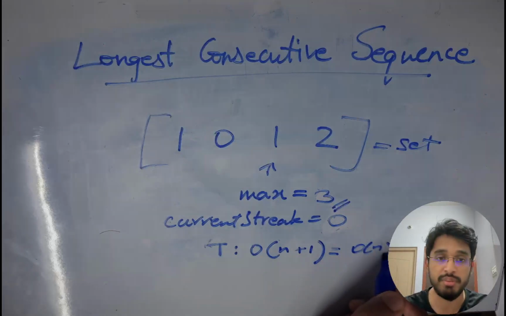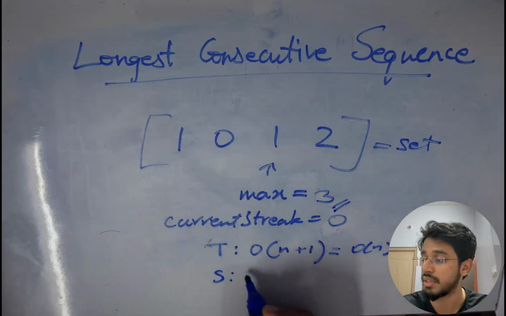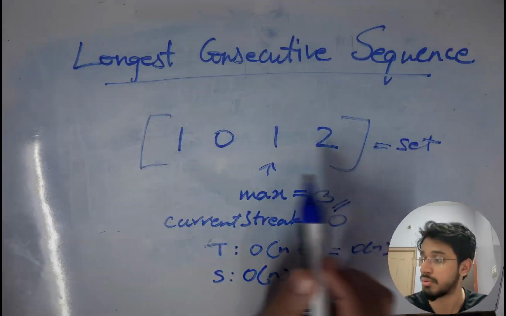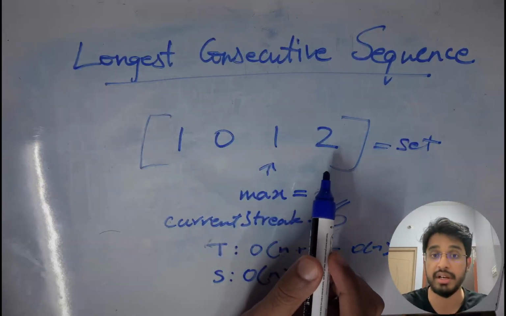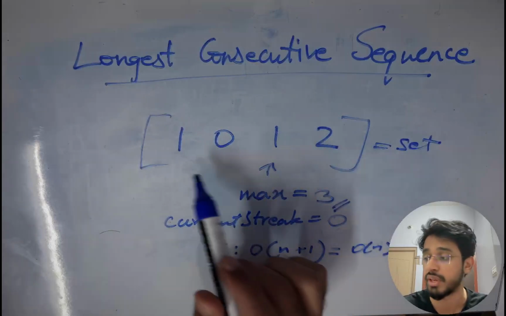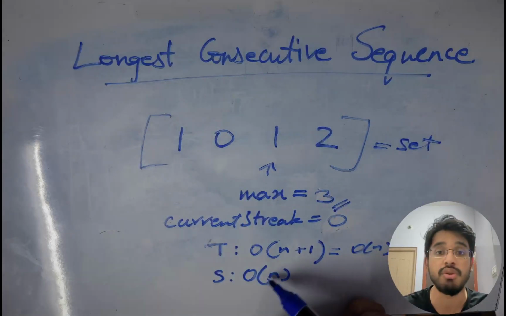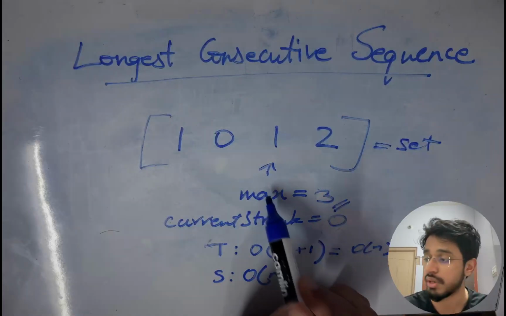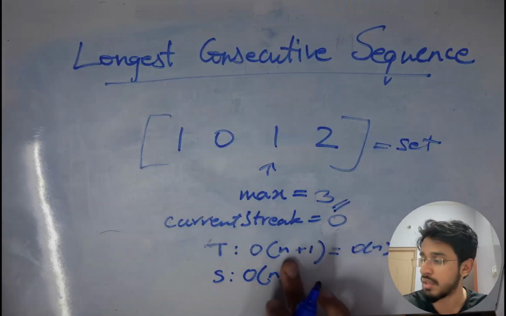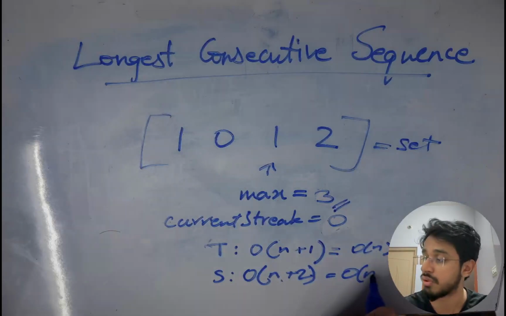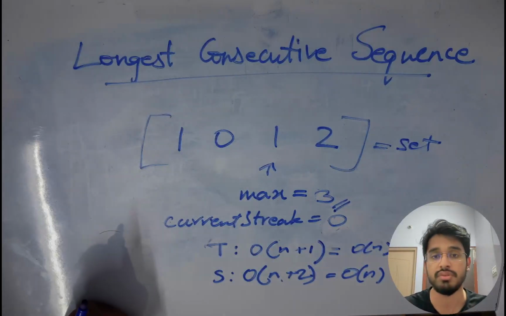All right, so this is the time complexity and this is the space complexity, that is O of n, because we are creating a set, right? All the elements that we have currently will be in our set. We are having 4 values, so that will be the space complexity, O of n. And also these 2 additional variables, so that would be O of n plus 2, which is of course just O of n. Okay, so this is the solution for this problem.